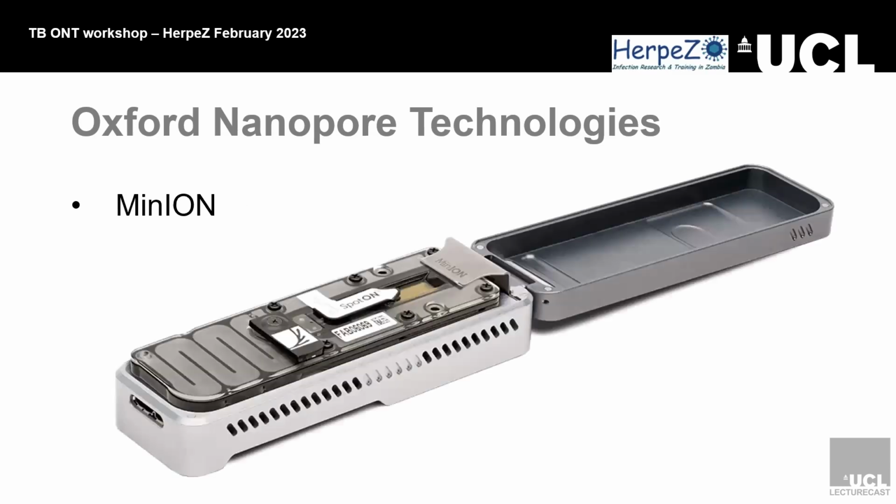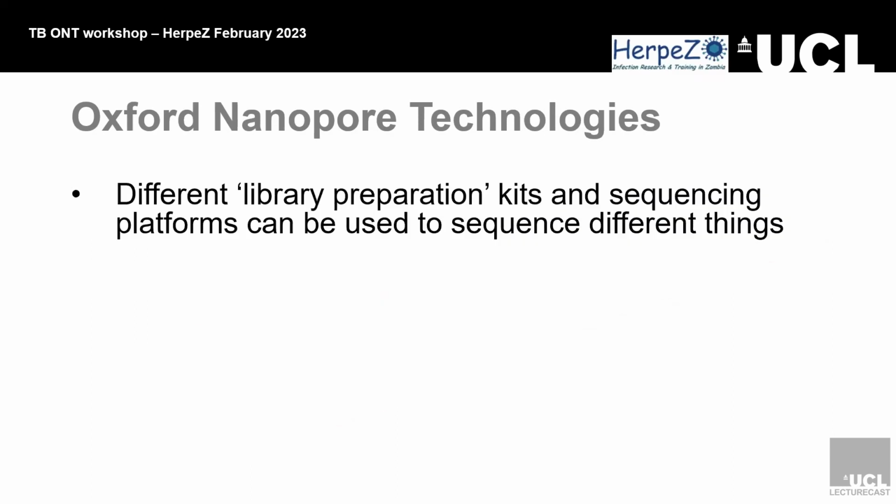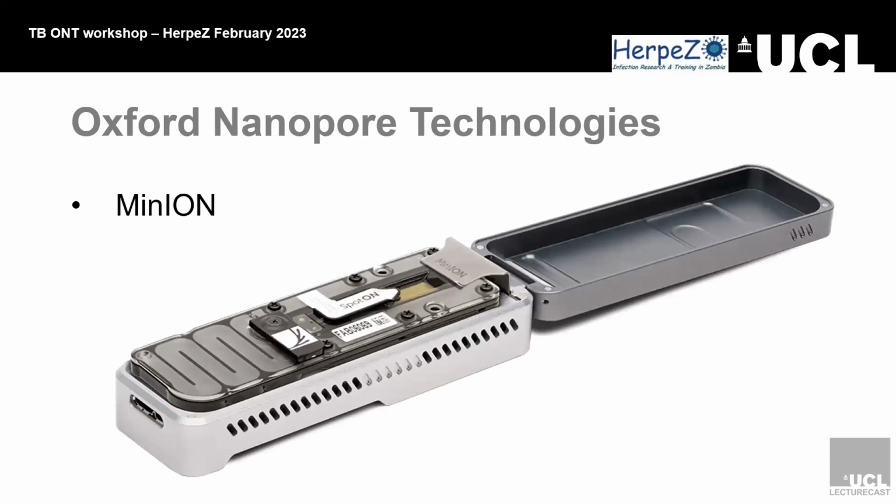There are different library preparation kits and sequencing platforms that can be used for different things. This one is the MinION, the flagship one. With the MinION, you just connect the cartridge to it, and then connect that to your desktop or laptop, which has the software that will run your MinION and run the sequencing, right?